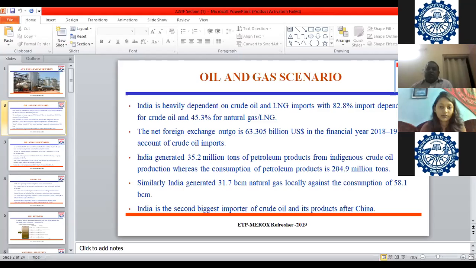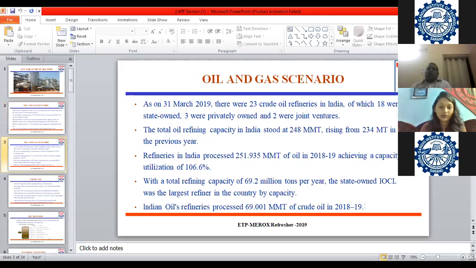India is the second biggest importer of crude oil and its products after China. That means China is the biggest importer of oil, and after that India is the second biggest importer throughout the world. Though the oil resources are limited in India, our entire dependency is on outside countries. Again, on the oil and gas scenario, our estimate is that it may triple by around 2025 to 2026.